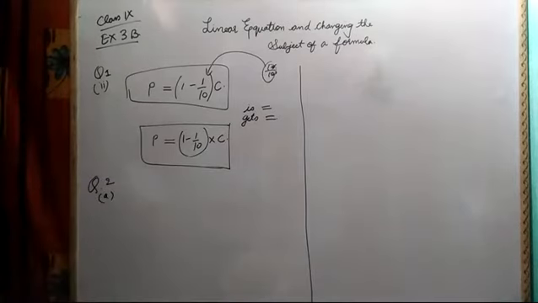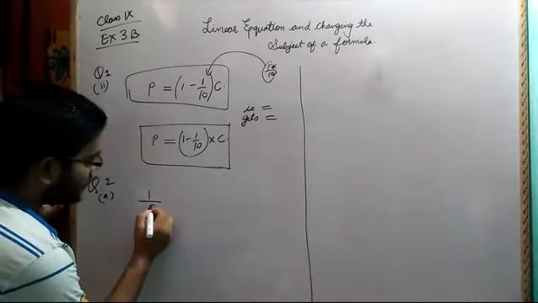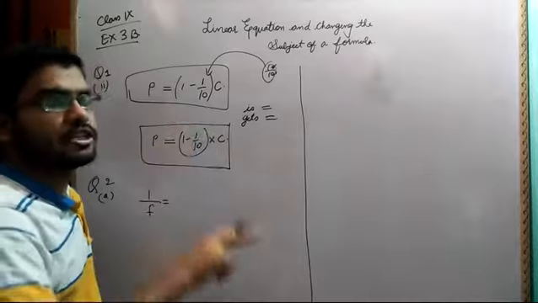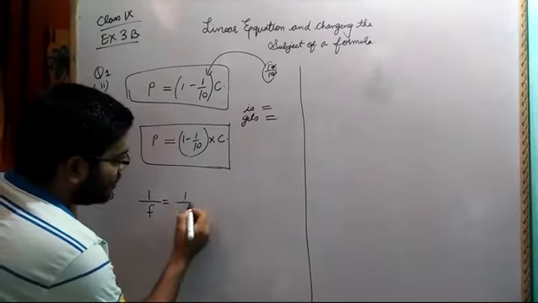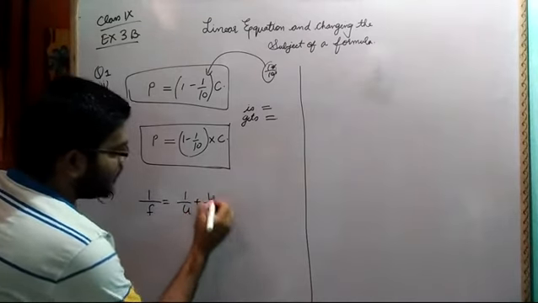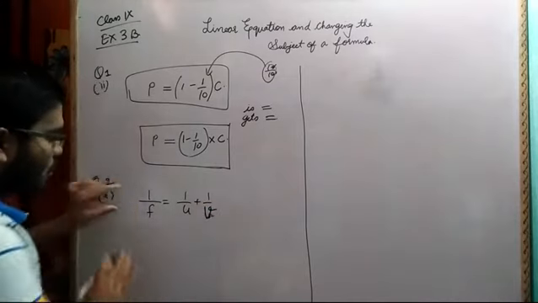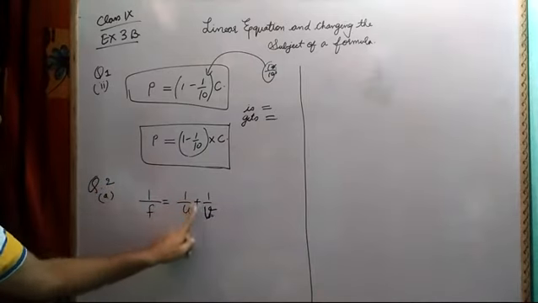Now the question says the reciprocal of focal length f equals the sum of the reciprocals of the object distance u and the image distance v. The reciprocal of focal length f is equal to the sum of the reciprocals. First we have to find the sum and then the reciprocal. So 1 by u plus 1 by v. In this way we will be framing the equation: the reciprocal of focal length f, 1 by f, is equal to 1 by u plus 1 by v.